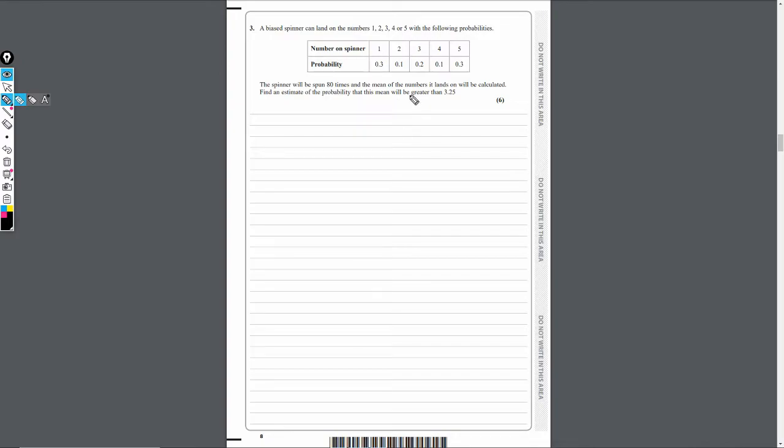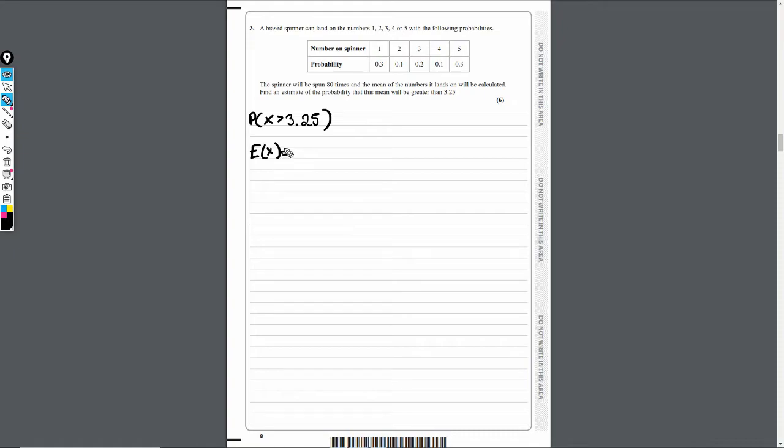So we've got to find the probability that x bar is greater than 3.25. But how do we do this? Well, the first thing we could do is work out the expected value here. So E of x, how do we work out E of x for discrete random variables?